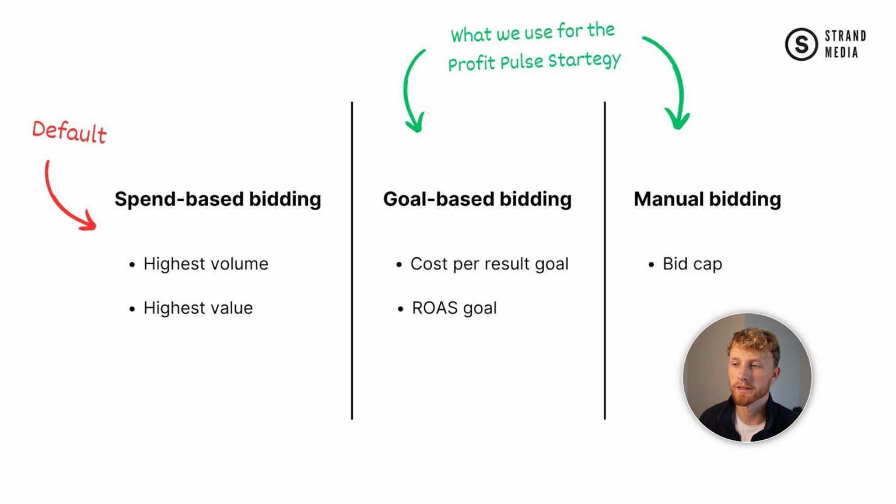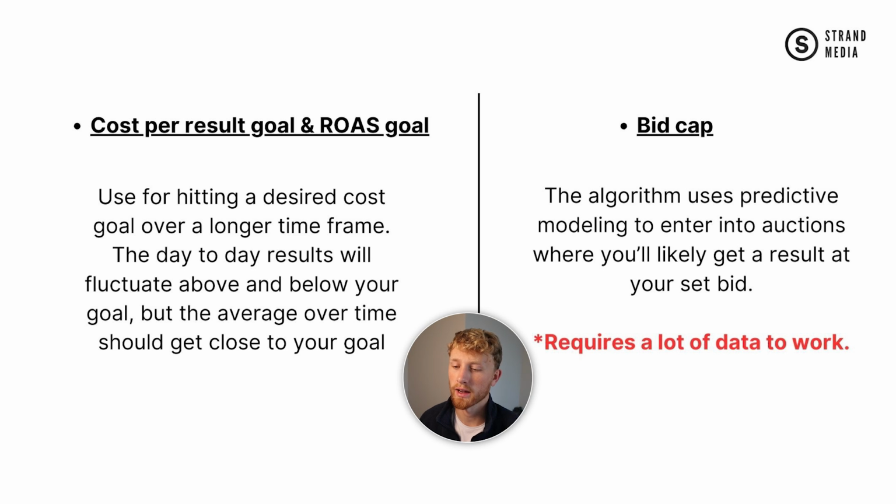So for most of our clients, we start with cost per result goal or the ROAS goal as the bid strategy. And I would recommend to start off with this as well, unless you are familiar with different bid strategies and you are familiar with BidCap and how it works. You can obviously experiment with this and try out different bid strategies and see what works for you. But as I said, BidCap is really hard to get to work. It is amazing once you get it to work, but it requires a lot of data.